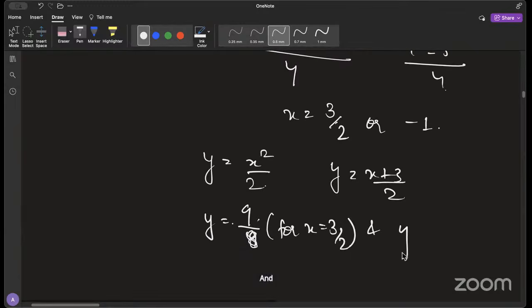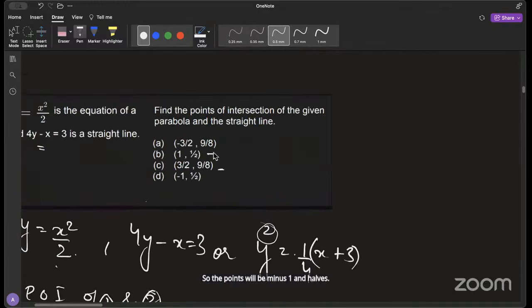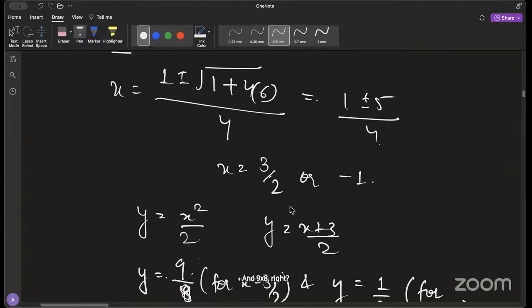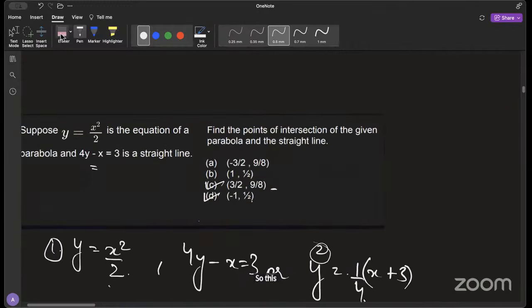And your y will be equal to minus 1 squared by 2, so this will be half for x equals minus 1. So the points will be minus 1 and half, this one. And can you show the question? And then the other point that we got was 3 by 2 and 9 by 8, right? Yes, ma'am. 3 by 2 and 9 by 8. So these two should be correct.